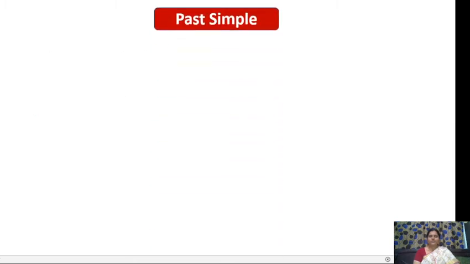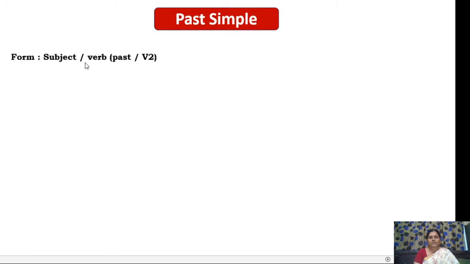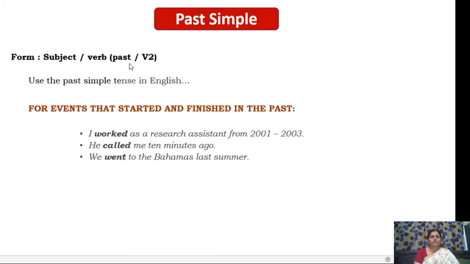Now, the second type of tense is simple past, I mean, past tense. In that, the first form is simple form. So, what is the form of the sentence? In simple past tense, the sentence contains subject plus verb, that is the V2 form. Use the past simple tense in English for events that started and finished in the past.